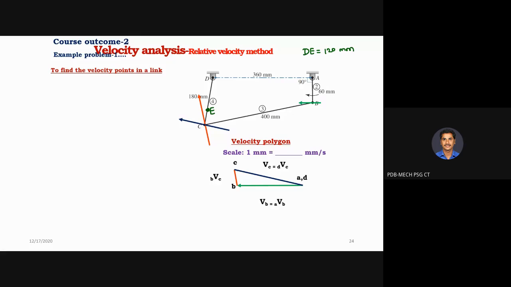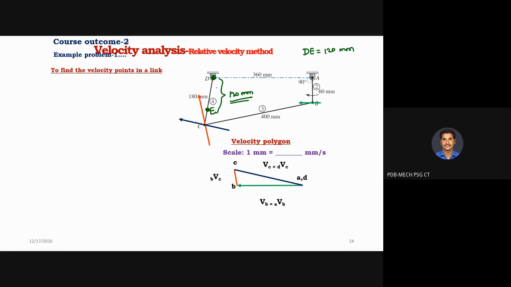Where is D? It is the frame. E is here. DE is at a distance of 120 mm. So how to find the velocity of point E? 120 into omega 4, sir. 120 into omega 4. So here we need to use the proportionality ratios.